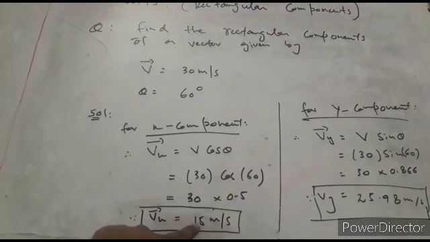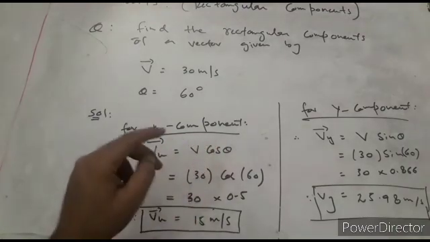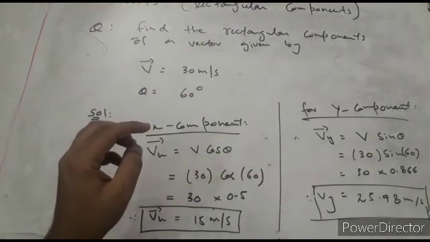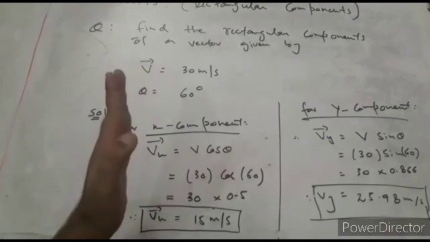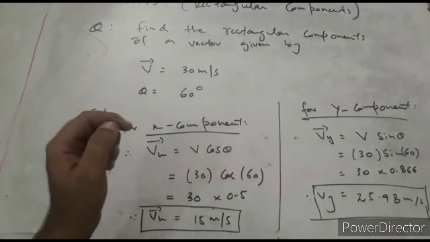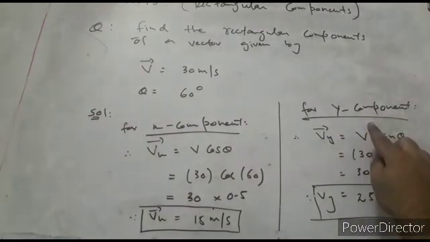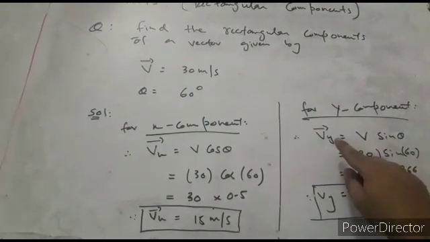Alright, clear everyone? Why are we not mentioning the direction? Because the directions of these two components are obvious. That's why we have resolved our vector into horizontal and vertical components, because the directions are obvious. Clear everyone? Now for the y component, we have the formula for any vector.